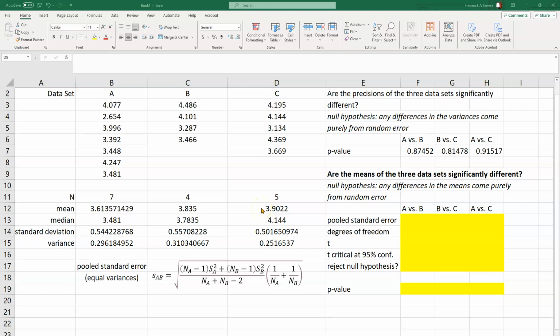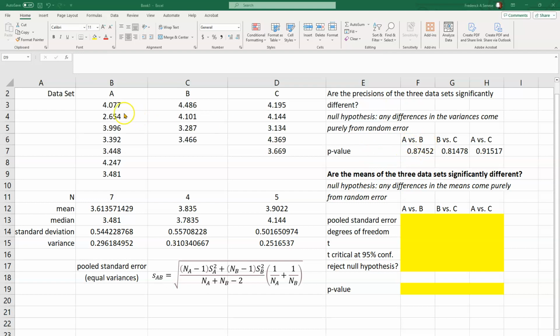And we want to see whether or not we can reject the hypothesis that the differences between these come purely from random error. So the proper test for that is the t-test. But we have to do an f-test first. In a previous video, we compared the precisions of the three data sets. And we wanted to know if we could say that the different data sets had significantly different variances. Here's where we did that test.